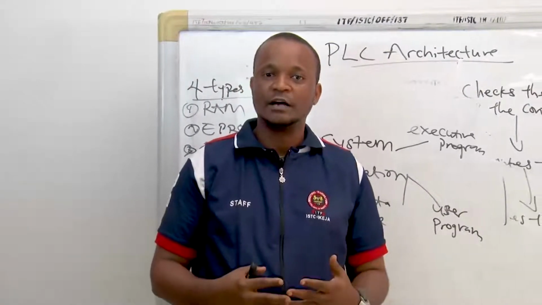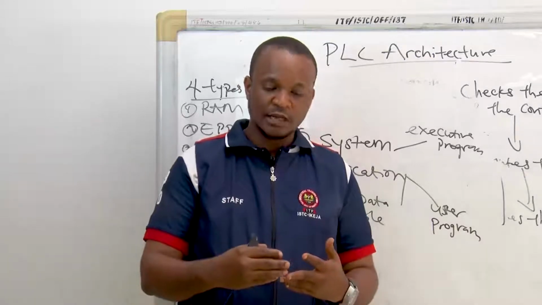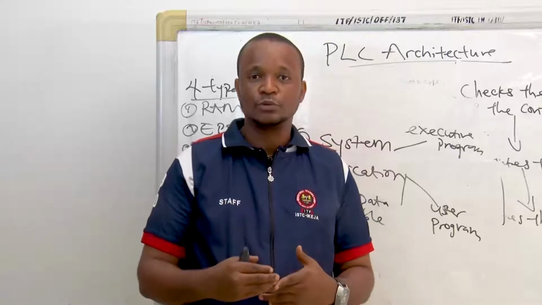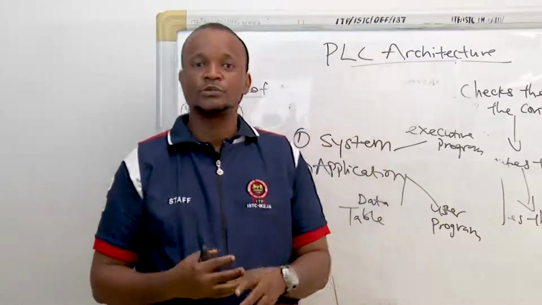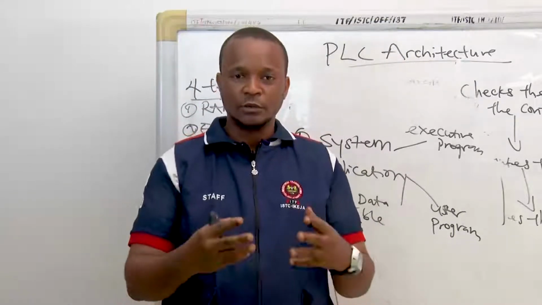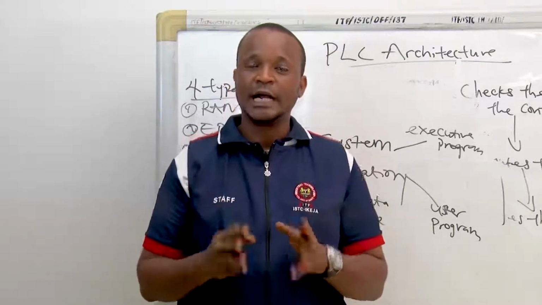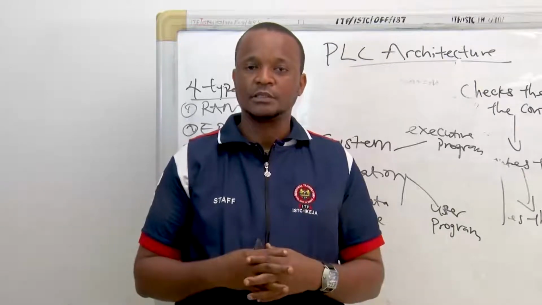So this is the basic structure of a PLC. A PLC must have a power supply. It must have a CPU. It must have an input module. It must have an output module. And then it must also have a communication port where it can communicate with the outside world. This is basically the structure of a PLC.